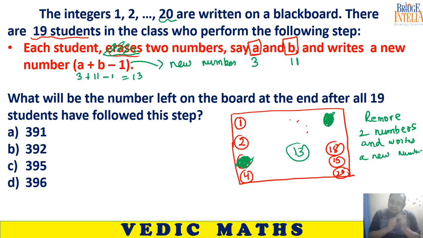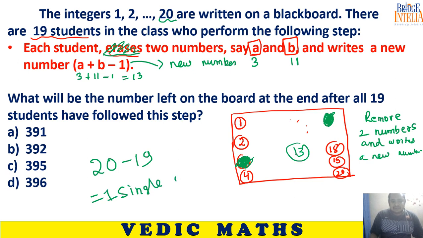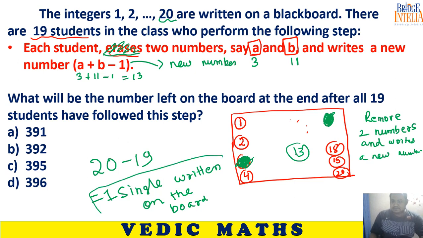So there are 20 numbers in the beginning. At the end there will be 20 minus 19, only a single number, one single number written on the blackboard. This you have to understand, there will be only one single number written on the blackboard when all the 19 students will do their job one by one. Now the question says, what will be the value of this number. So once you have understood that there will be only one single number written on the blackboard, it will be easy for you to find the value.